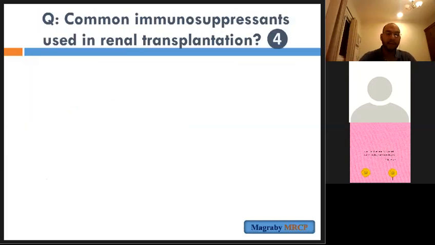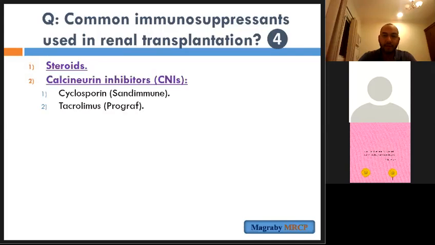Right. Let's go to another common question regarding what are the immunosuppressant medications used for renal transplantation. Usually in renal transplanted patients, the main important immunosuppressants are in the following 4 categories. Number 1 is the steroids, especially prednisolone. Number 2, the calcineurin inhibitors, which are cyclosporin or tacrolimus. And this is the trade name. This is the scientific name, cyclosporin. The trade name is Sandimmune. Tacrolimus, the trade name is Prograf.